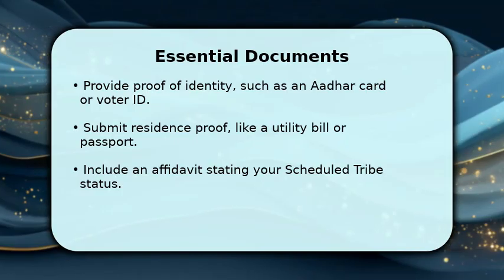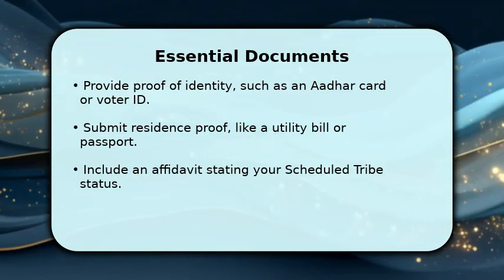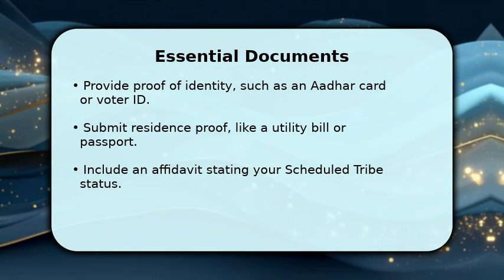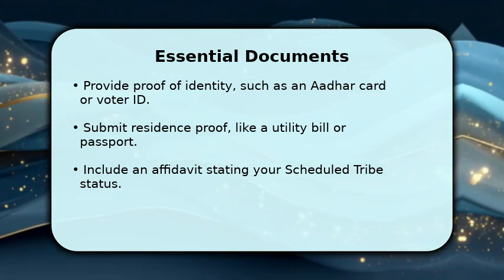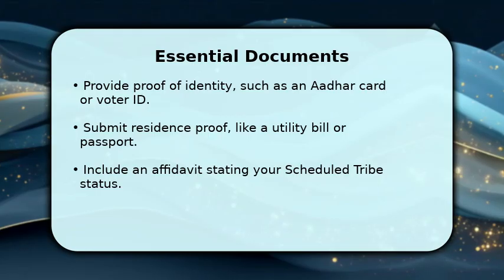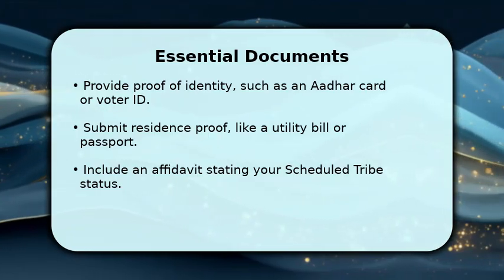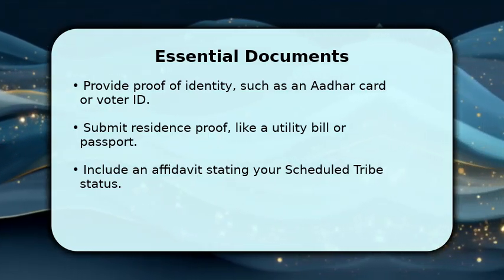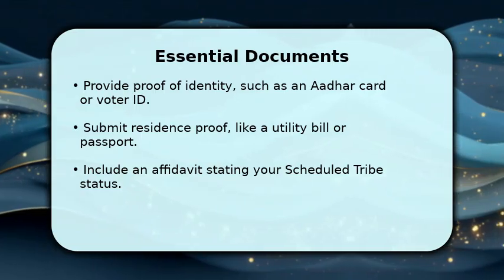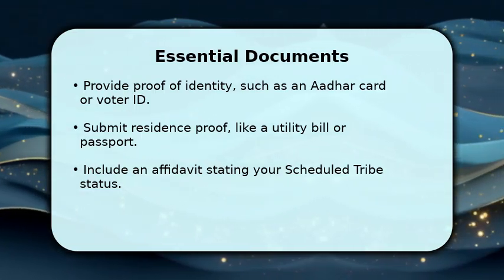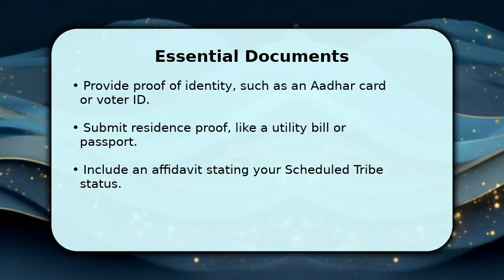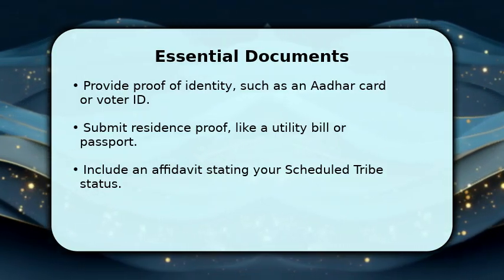Gathering the correct documents is a critical step. You will need identity proof, residence proof, and an affidavit confirming your tribal status. Also, include your birth certificate and a copy of a blood relative's caste certificate, typically your father's. Having these ready will significantly speed up your application, saving you valuable time and effort.